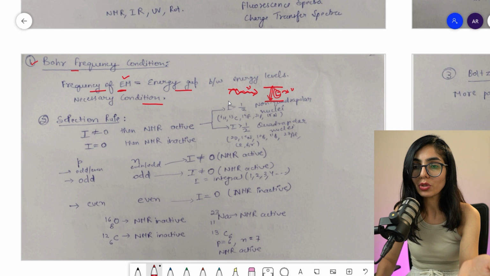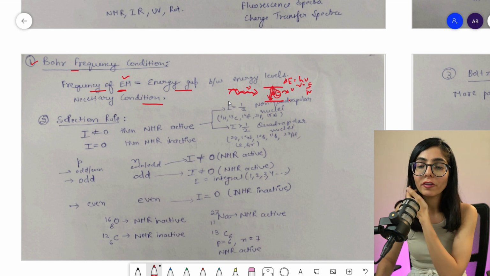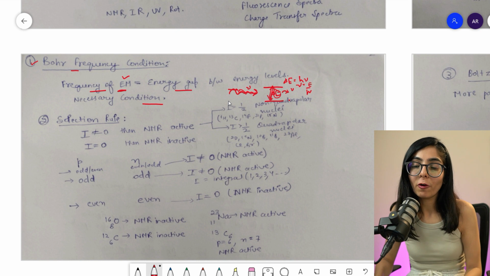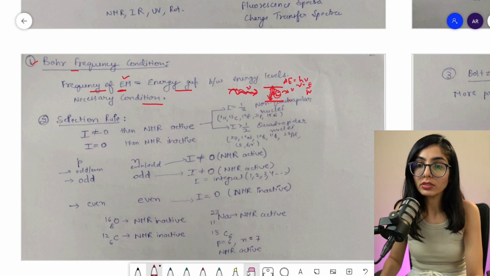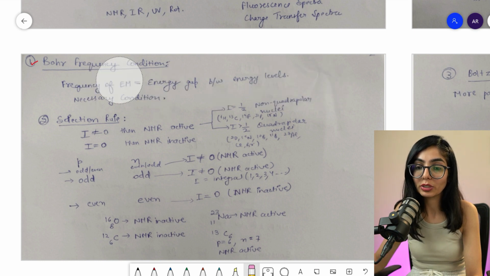E is equal to h nu, you can write nu is equal to E by h. So here it should be equal to this energy gap, del E. Whatever this energy gap will be, that should be equal to the frequency of the incident electromagnetic radiation. That is a must for getting any signal in spectroscopy. So that is the first condition, a very important condition. I hope you got the point.